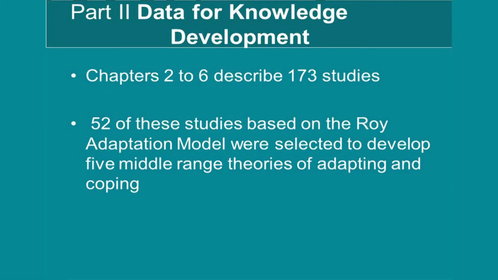So in closing, the introduction to Part 2, Data for Knowledge Development. This has included chapters 2 to 6 and talked about the 173 studies. Now from these, we will use 52 of these studies based on the Roy adaptation model and select them to develop 5 middle range theories of adapting and coping.